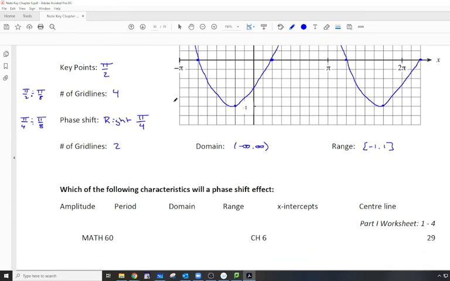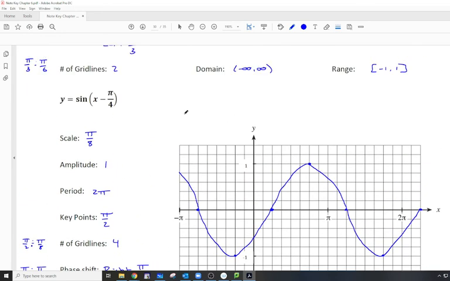So which of the following characteristics does a phase shift affect? Did it affect amplitude? Nope. Did it affect period? Nope. Domain? Nope. Range? Nope. X-intercepts? Yeah. I mean, that's kind of the moral of the story. It affects x-intercepts, and it doesn't affect where your center line is. So now you're on to the next part of the worksheet, which is part 1, worksheet number 1 to 4. So just look for the ones that have phase shifts.